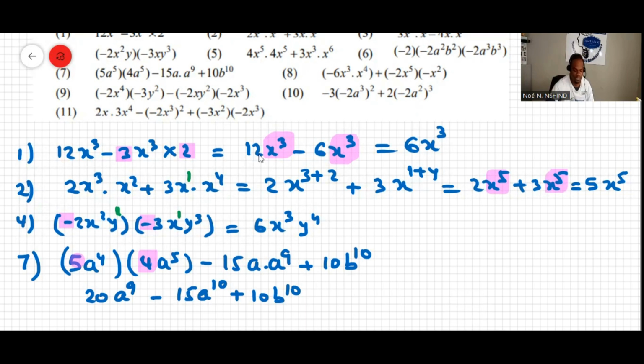Okay, that's question 7. Question 7 will be that. So it's going to be 20 a to the 10. Oh, that was okay, sorry. The power here was 5. I misread it. 5. And then therefore over here the power will be 10 minus 15 a to the 10. So these two can be reduced because they have like terms, a to the 10, a to the 10. And then this can be like 5 a to the 10 plus 10 b to the 10.